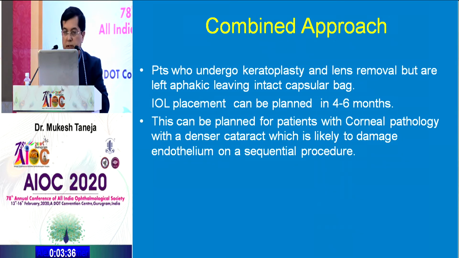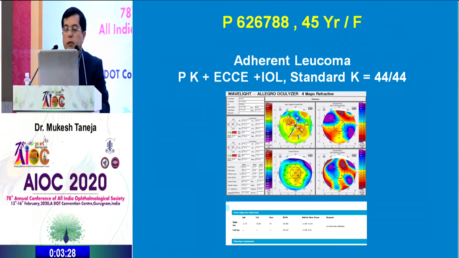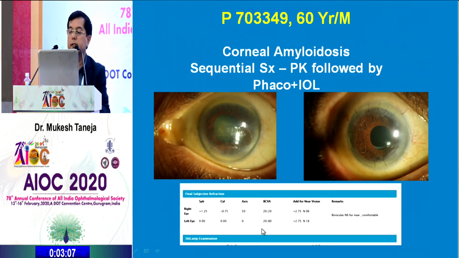You do the PK and take out the lens and leave the patient aphakic, and then after 6 to 9 months, you implant the IOL. So this is a situation which probably will clear the issue. In this particular patient, we did a triple procedure. The patient had adherent glaucoma, and a standard 44 K was used. As you can see, the error is minus 2.5 spherical and about minus 8 cylinder.